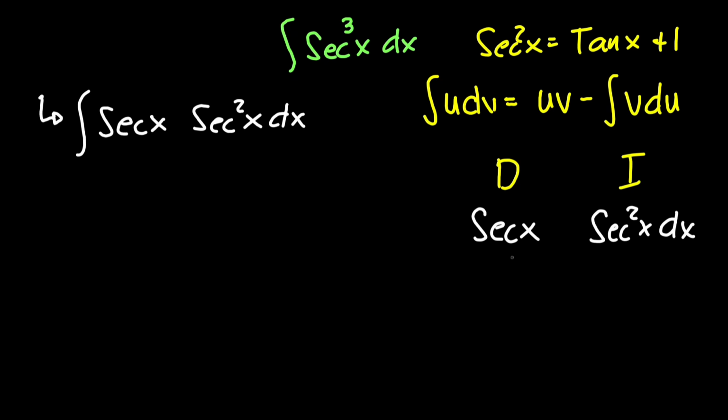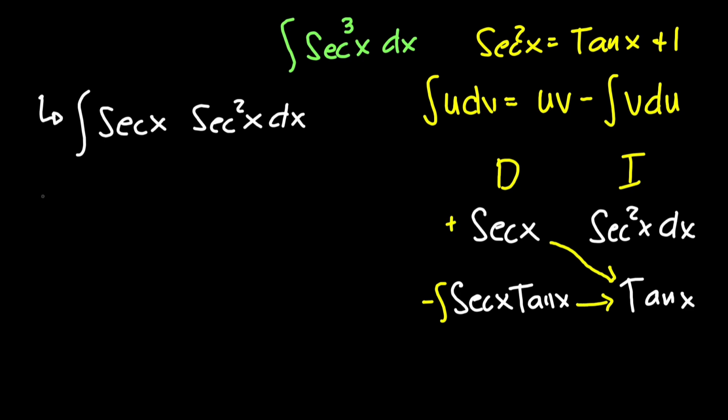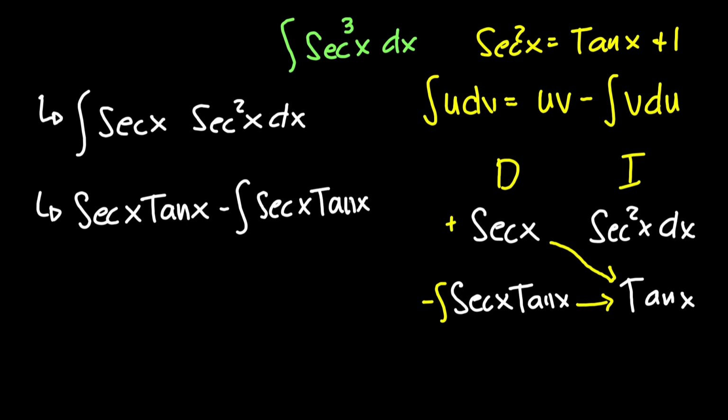The derivative of sec x is sec x tangent of x, and the integral of sec²x is simply tangent of x. So this would be plus and minus, and multiply this by the integral. What we have here is sec x multiplied by tangent of x, minus the integral of sec x tangent of x. Technically, if you take the derivative of this, you would have a value of dx also. And multiply this by tangent of x.